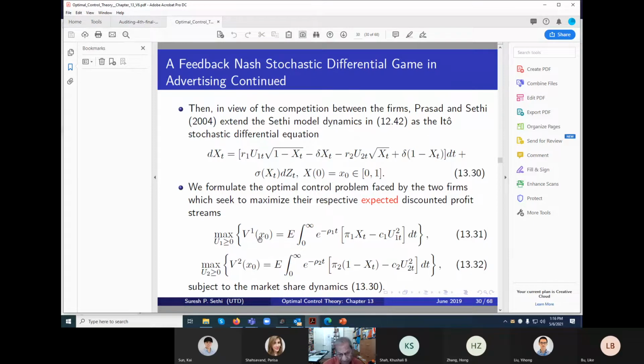And then we have a definition of the value function. This is the initial market share of the first firm. But remember, we only need one state variable because the other firm just takes 1 minus x. There's another model which is different than this model. So we have two value functions, and they play a Nash game.